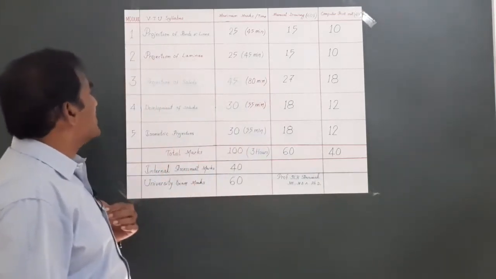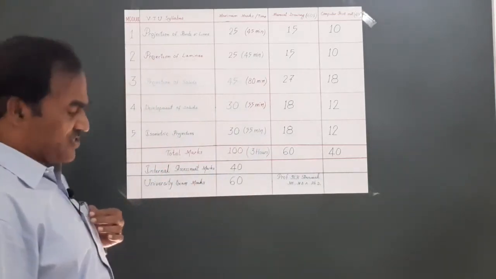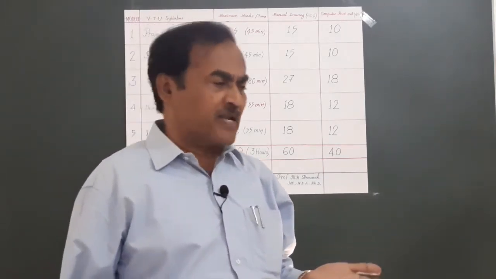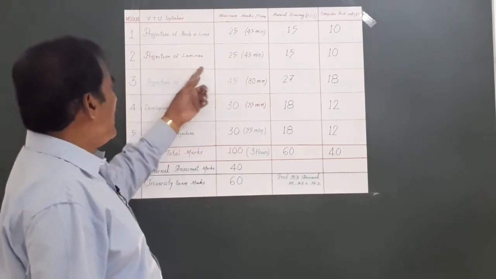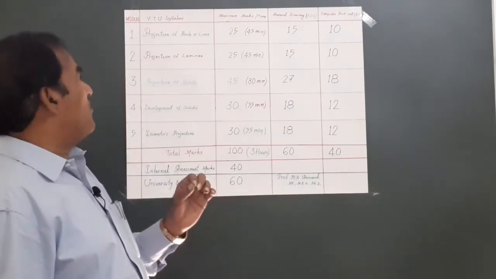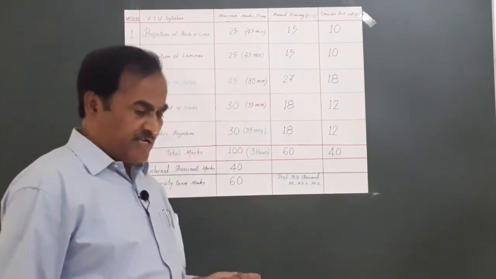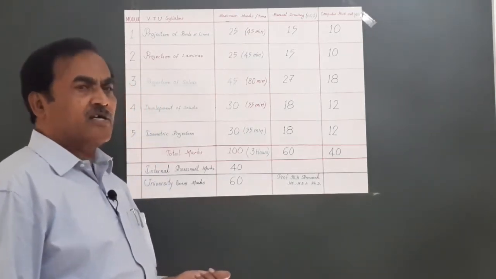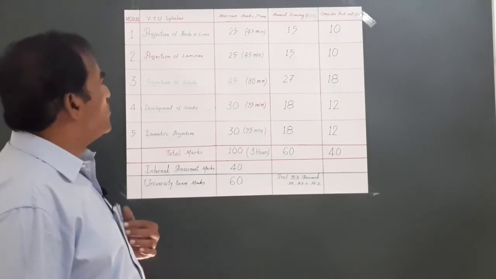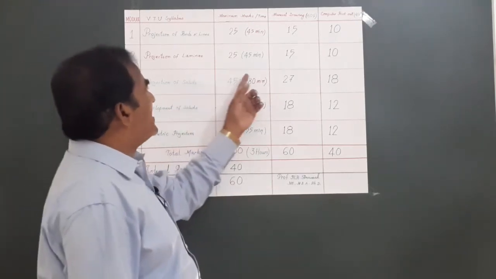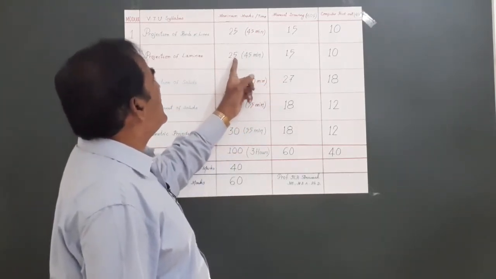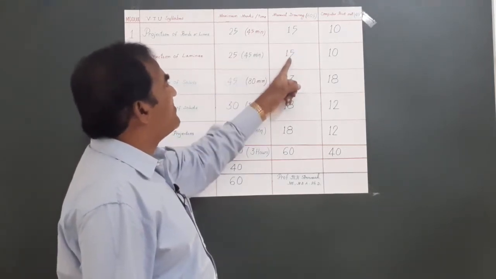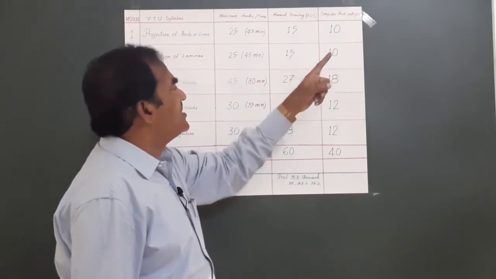Similarly, when you come to the second module, we have the projection of lamina. Lamina is nothing but a plane surface or a thin plate. So we have the projection of laminae, that is the plural form of lamina, like pentagonal lamina, hexagonal lamina, circular lamina, triangular lamina, semicircular lamina, and so on and so forth. This also carries in the same way 25 marks, and the marks for the manual drawing is 15, and that for the computer printout is 10.